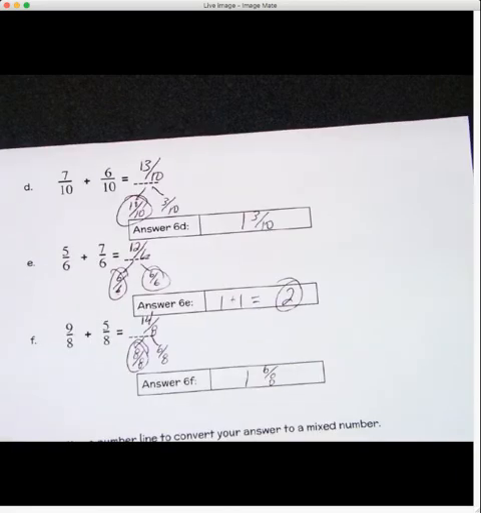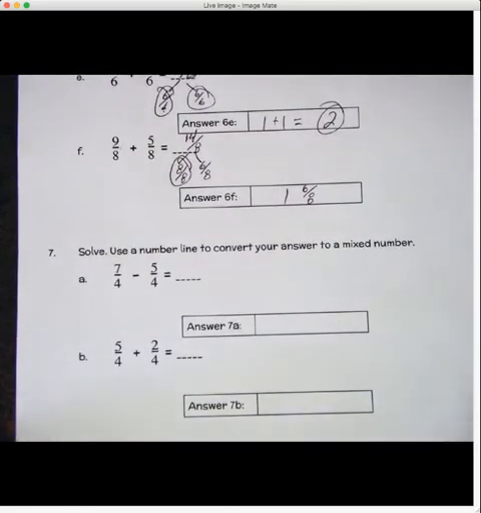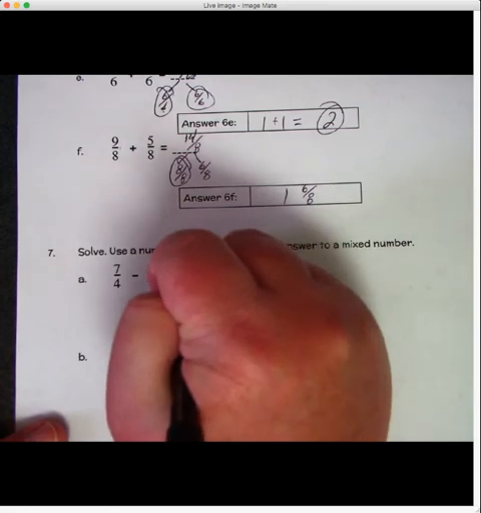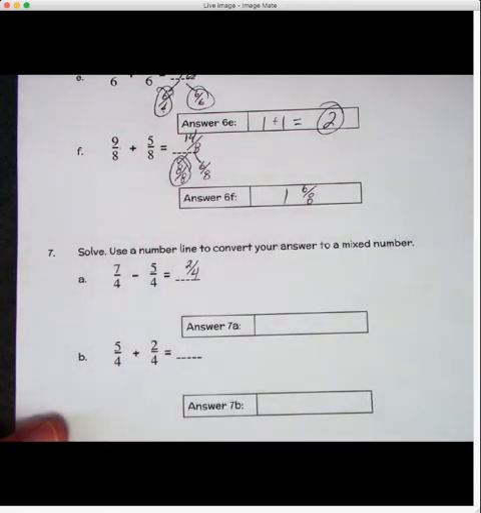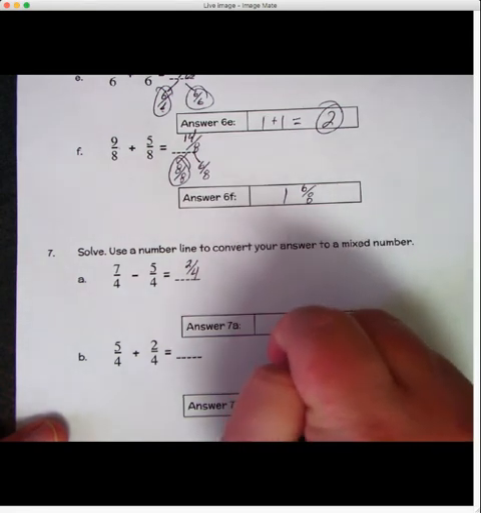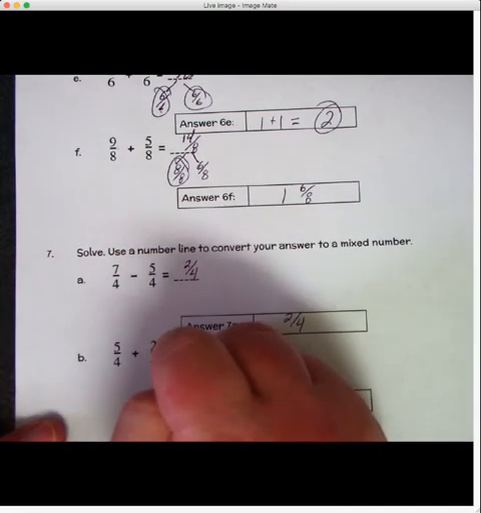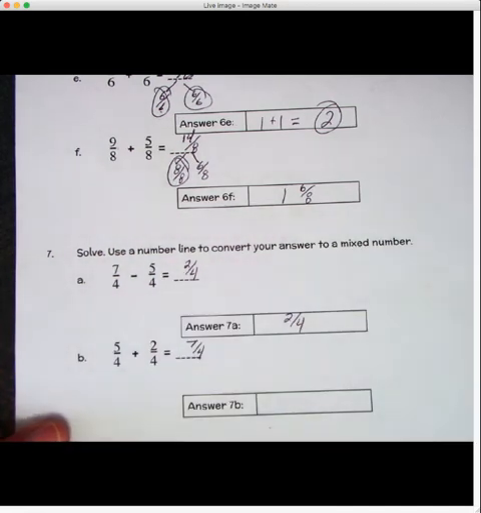Now, these last two, I don't know why they throw this in. Use a number line to convert your answer to a mixed number. You know, if we want to do that, it's fine. I'm going to show you a different way too. 7/4 minus 5/4 is 2/4. Well, we can't even make that a mixed number, can we? So the answer is 2/4. 5/4 plus 2/4 is 7/4.